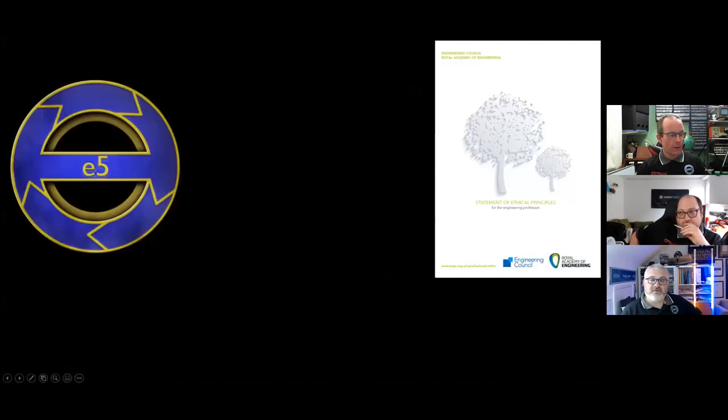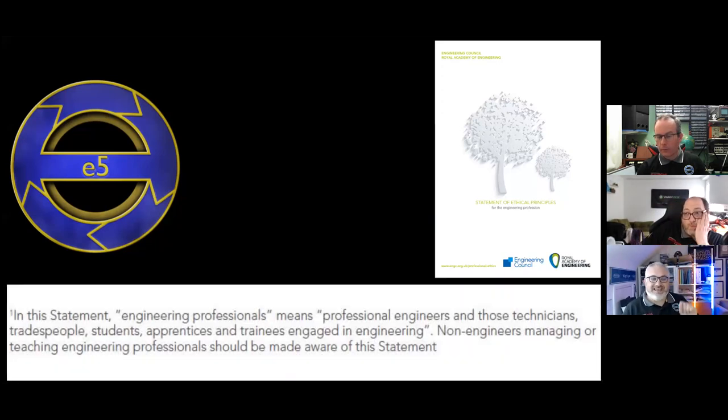Right, let's move on. And I want to just very quickly brief you on this document. Now, anyone who knows E5R, that's our logo. We promote and we use the Statement of Ethical Principles, which is published by the Engineering Council of the UK. Now, what's that got to do with EICR? Bear with me. In the document, it says engineering professionals are professional engineers, technicians, tradespeople, you guys and girls, students, apprentices, trainees, anyone who's engaged in the activity of engineering.